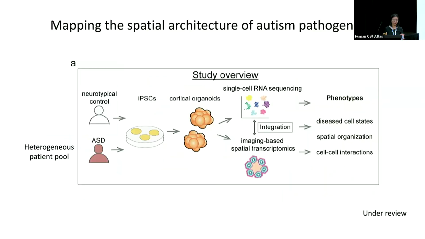And so here's our study design. We have controls and patients. Because I get this question a lot, I'm just going to answer it right now: our patient pool is very heterogeneous. They comprise both idiopathic as well as genetic forms of autism. We get induced pluripotent stem cells from these patients, and we generate cortical organoids. We perform both single-cell RNA sequencing as well as spatial transcriptomics, and in this case, we are using MERFISH. We look for a certain set of phenotypes, such as cell states, spatial organization, as well as their cell-cell interactions.